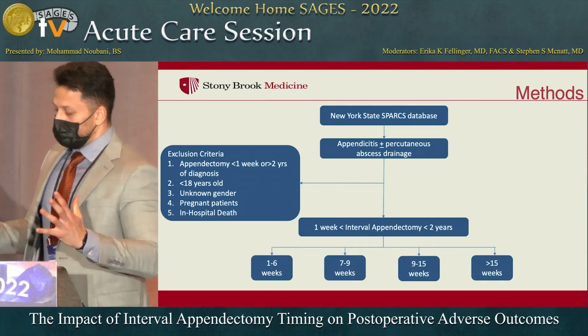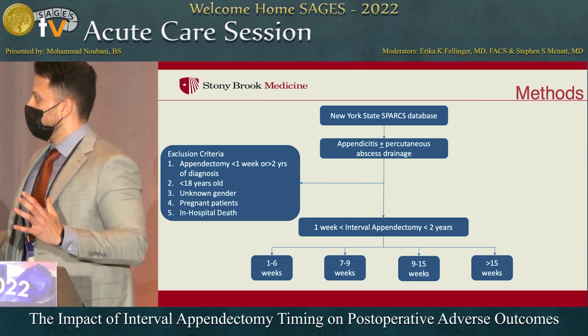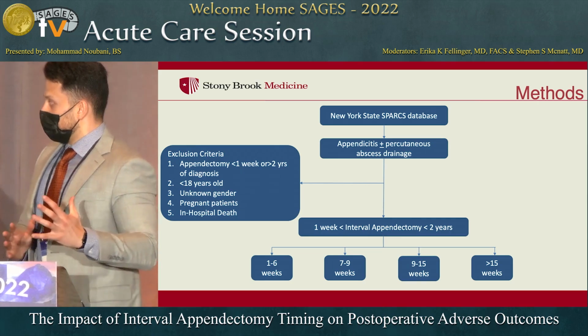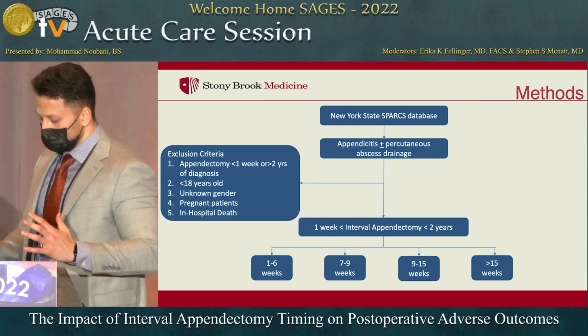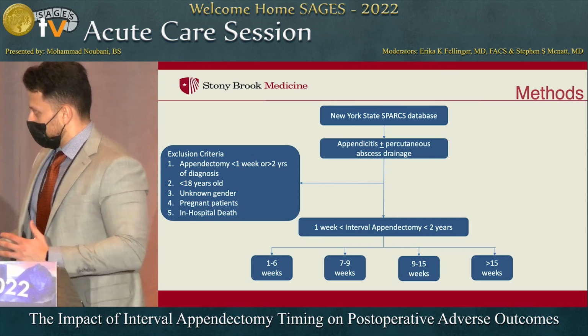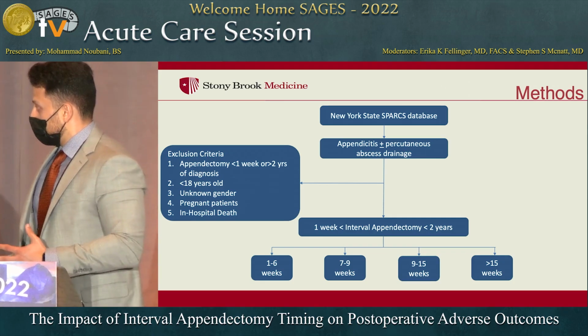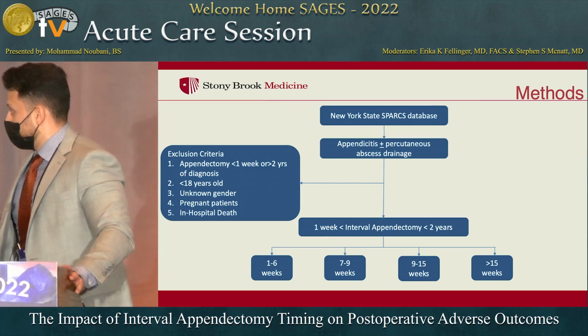Out of these, we broke down the patients into 4 time intervals. The first 25% of patients had their interval appendectomy between 1 and 6 weeks. The second, between 7 and 9 weeks. The third, between 9 and 15. And the fourth, more than 15 weeks.